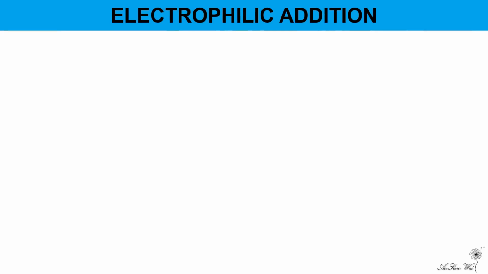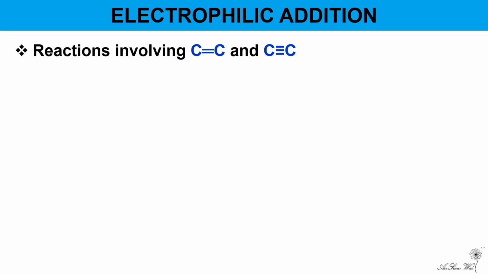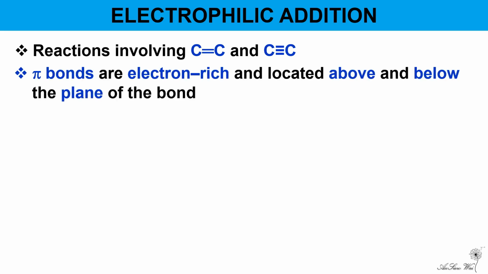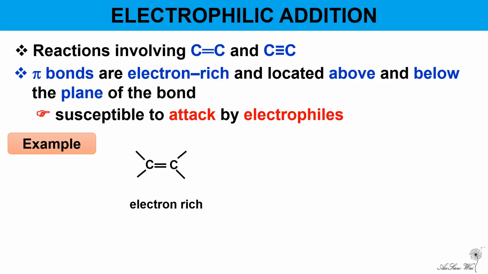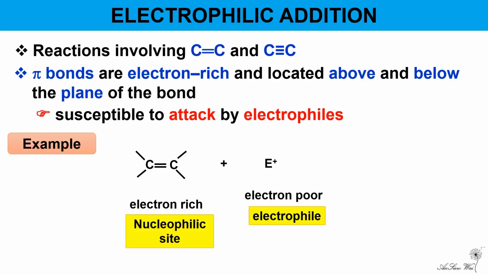Electrophilic addition. Reactions involving carbon-carbon double bond and carbon-carbon triple bond. Pi bonds are electron-rich and located above and below the plane of the bond, thus susceptible to attack by electrophiles. Example: the carbon-carbon double bond, which is rich in electrons and acts as a nucleophilic site, reacts with an electrophile, which is an electron-poor species.